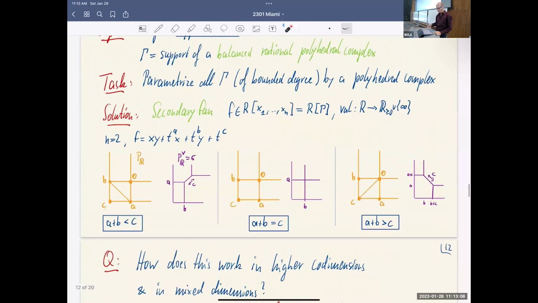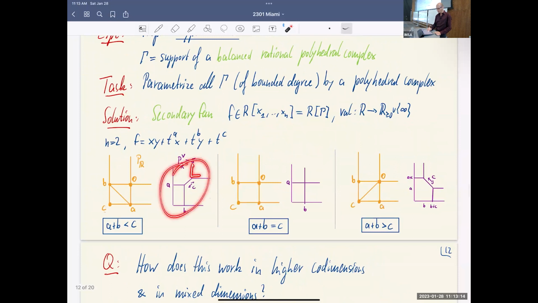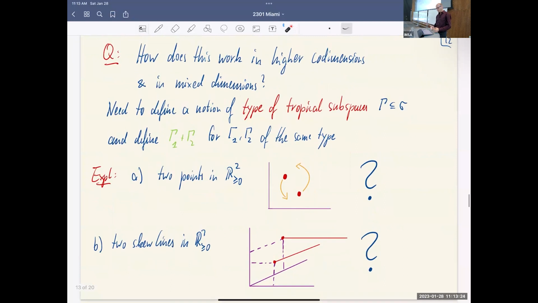So like here, right? We have three types. Yeah, so these are the three types we have. Everything that looks like this, which has this kind of edge, you put in one family. This is a boundary of that one, which is another type, and here's still another type. So that's the thing you want to define. And then whenever you have two tropical subspaces of the same type, define an addition. Okay, that will give you a cone structure.